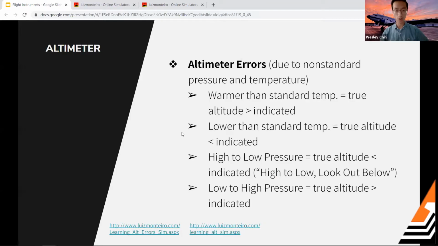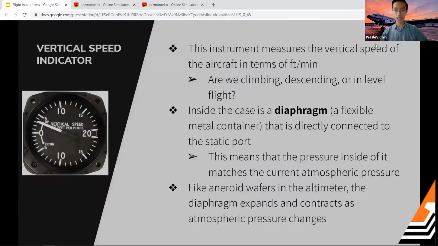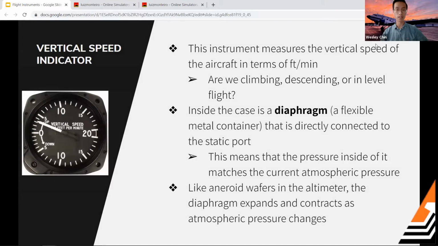All right, so that is the altimeter. And the next pitot-static instrument we'll talk about is the vertical speed indicator. This instrument measures the vertical speed of the aircraft in terms of feet per minute. So in other words, you're answering the question, are we climbing, descending, or in level flight?